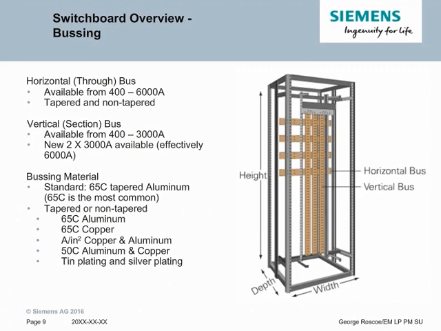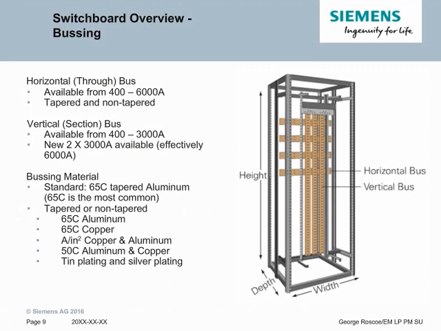The most common busing material is 65C aluminum. There's also other options such as temperature-rated copper, 65C copper. We also have custom designs of amp per square inch copper and aluminum. Aluminum is standard as tin plating, and copper as standard is silver plating. We can do tin plating on copper. It adds some lead time and some cost, but it can be done.